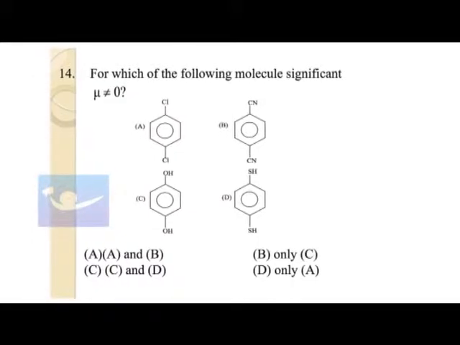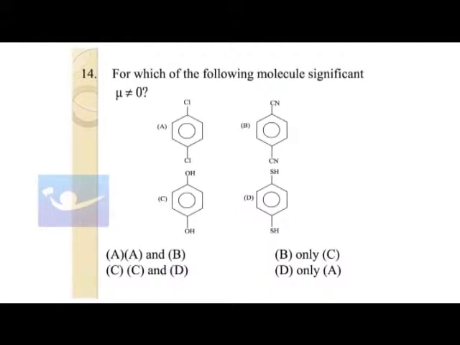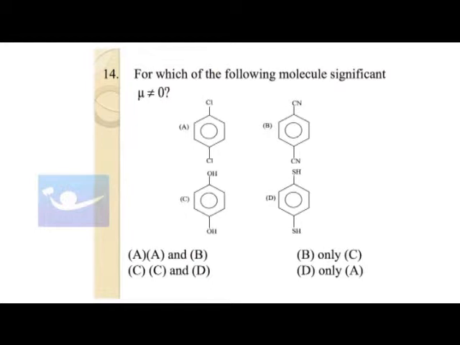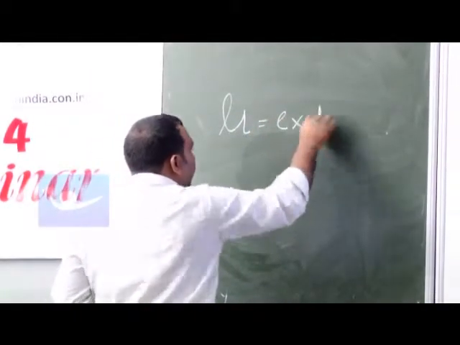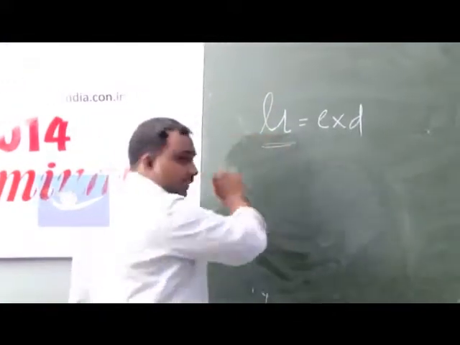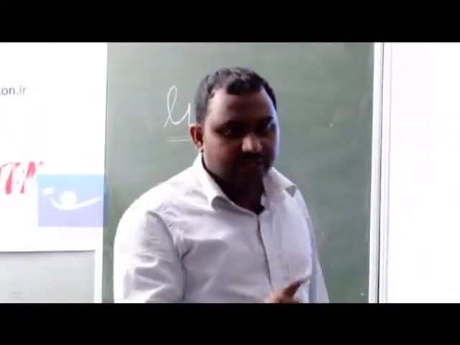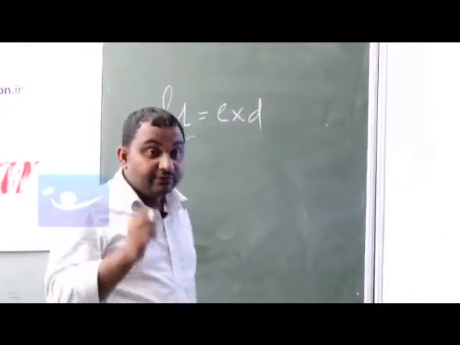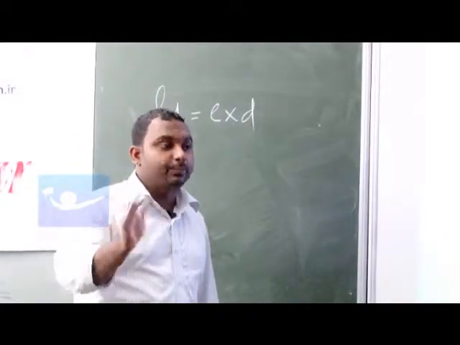If you ask, it is the product of the charge and distance between the oppositely charged centers, and it could be represented by the letter mu. Mu is equal to e into distance, charge into distance. One important property of this dipole moment is that it is not a scalar quantity, it is a vector quantity. And if you want to predict the dipole moment of a molecule, you have to take the vector sum of all the dipoles.